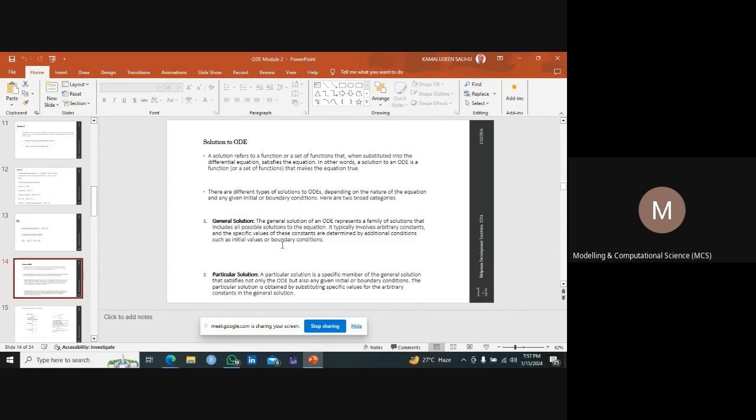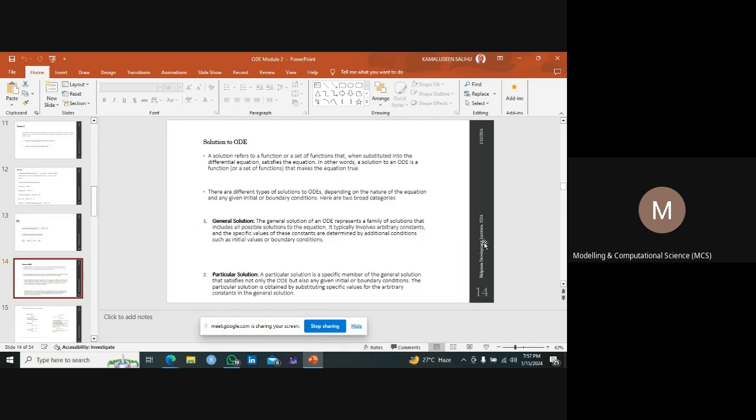So what is the general solution? The general solution of an ordinary differential equation represents a family of solutions. When we say general, that means a family of solutions that includes all possible solutions to the equation. It typically involves an arbitrary constant, which is the difference between the general solution and the particular solution. So in the general solution, you'll be seeing the arbitrary constant attached to it. While for the particular solution, you'll be seeing an initial value problem attached to it. When you solve it, you'll have a particular, single answer.